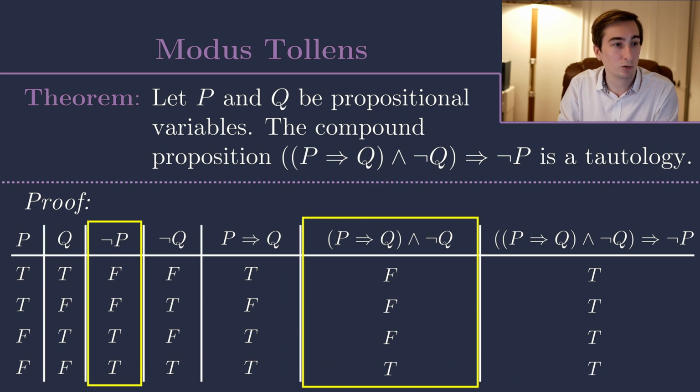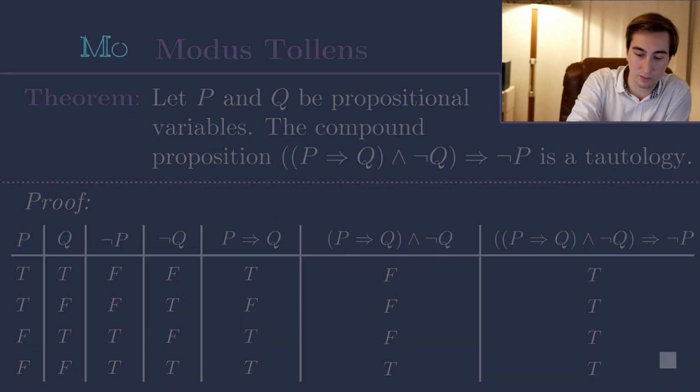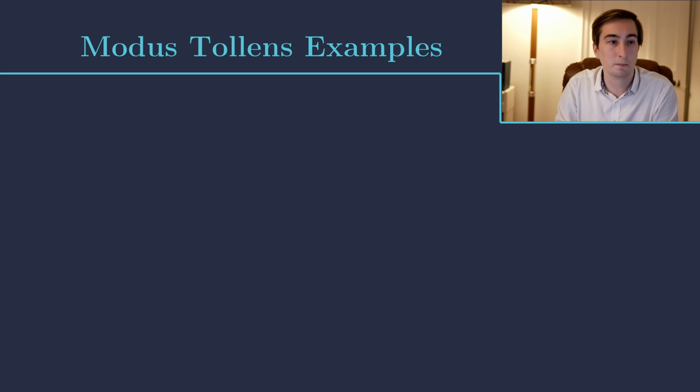So again, we've shown that regardless of the truth values of P and Q, this overall statement, this compound proposition, is always true. In fact, it's a tautology. So we finished our proof, and that is our proof of the theorem of Modus Tollens. Again, like before, we're going to look at some examples of Modus Tollens to see it in action.